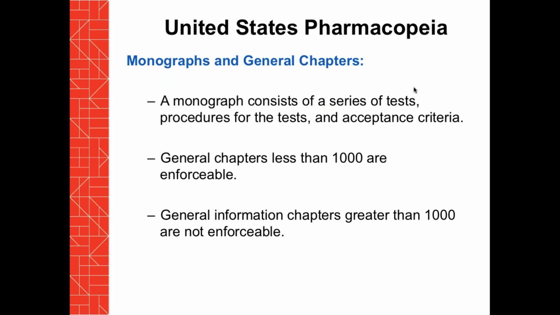We will cover some of the acceptance criteria in several of the chapters and tables which you'll see presented today. We know that the general chapters less than 1,000 are enforceable, such as 71, 51, 61, 62, 797, and those general chapters that are greater than 1,000 are for informational purposes and not necessarily enforceable.